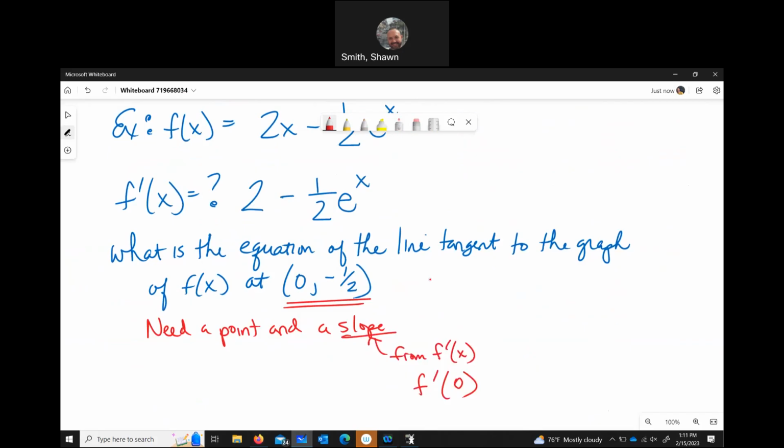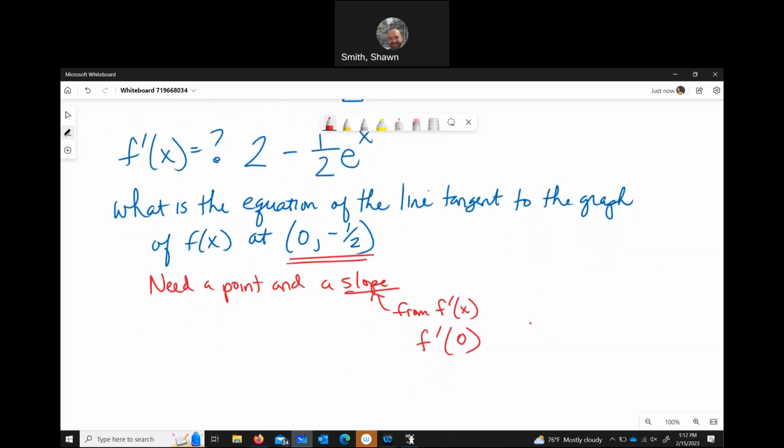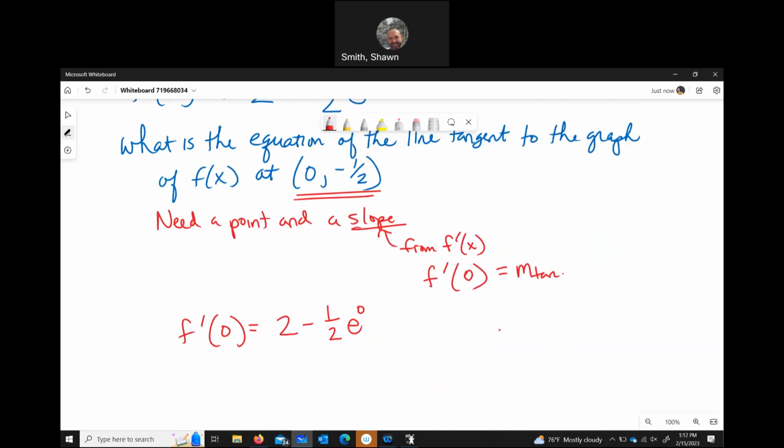So (0, negative 1/2) is on that straight line. (0, negative 1/2) is on this curvy line, f of x. So this will give us our slope of the tangent line. So all I do is put f prime at 0 is equal to 2 minus 1/2 e to the 0 power. That's really nice. 2 minus 1/2, 4/2 minus 1/2 is 3/2. So that's our slope of the tangent line at 0.